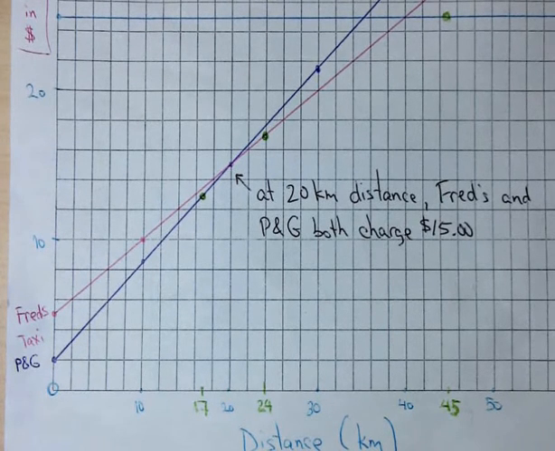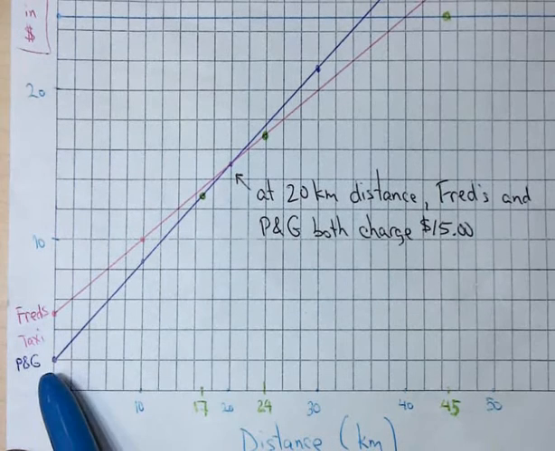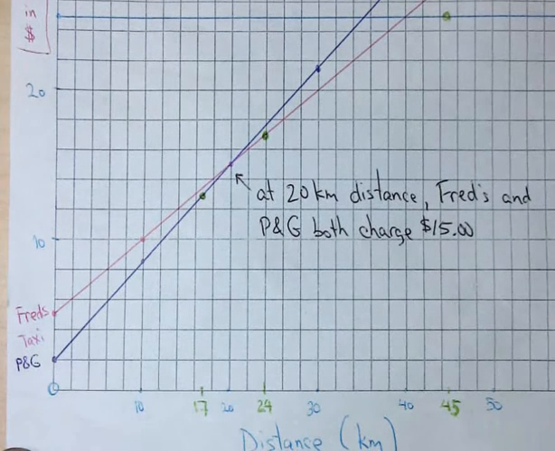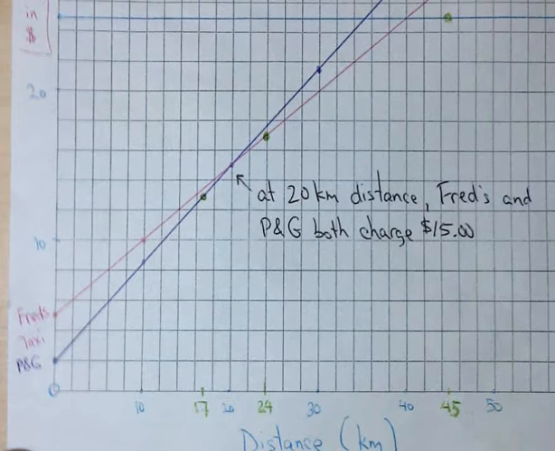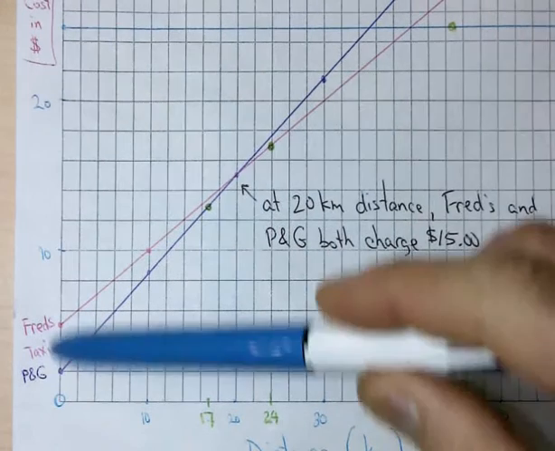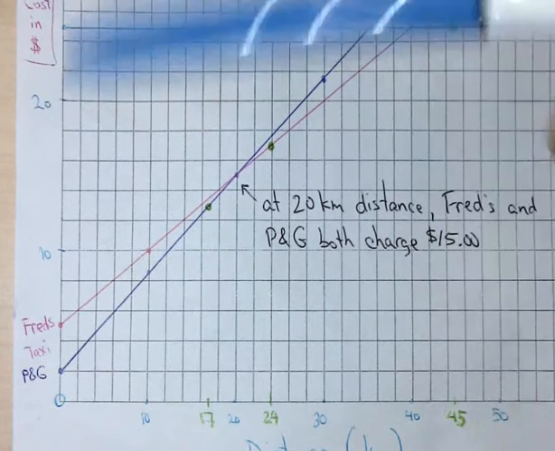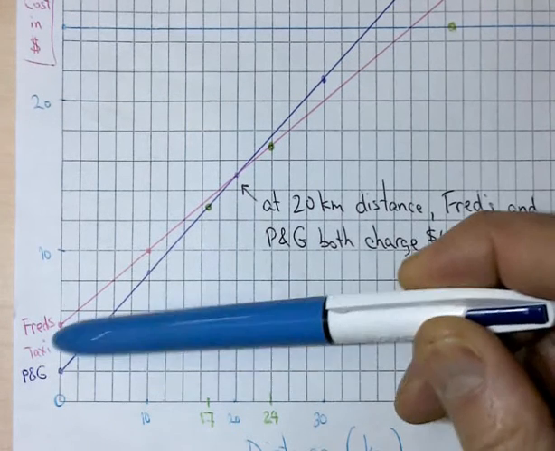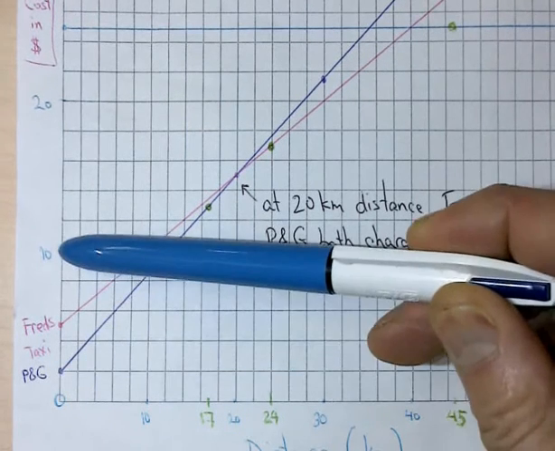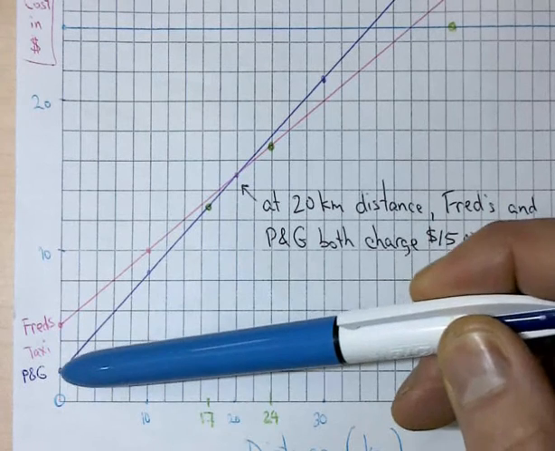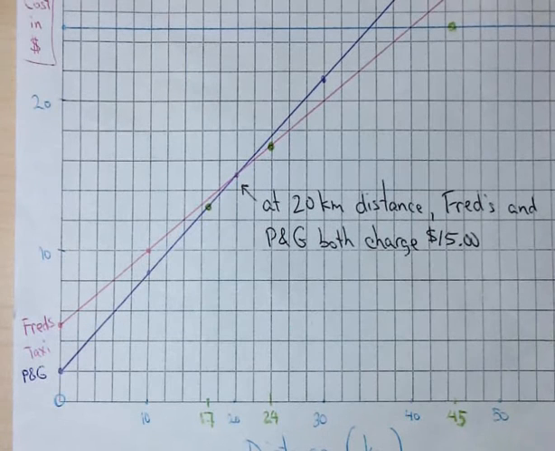So we know P&G, their fixed charge was $2. And we can see here on the y-axis, here's our cost in dollars. So I'm going up by twos, 2, 4, 6, 8, 10. So P&G's cost was $2 fixed.